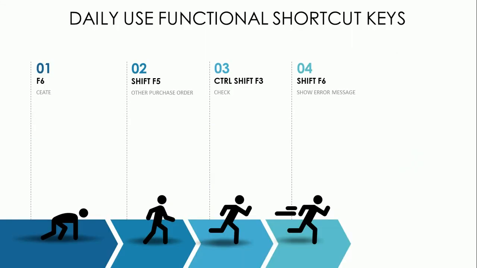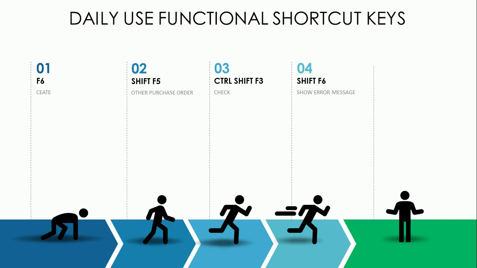Now let's move ahead to the next and last shortcut key. The last shortcut key is Shift F9, which gives you the facility of defining the output type. What is the use of defining the output type? We can definitely show you that in the SAP system itself.